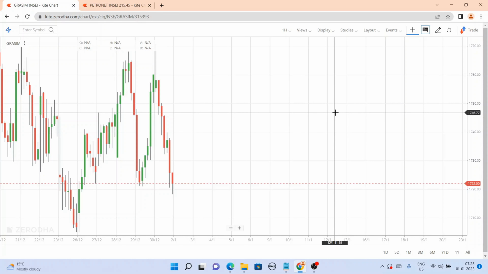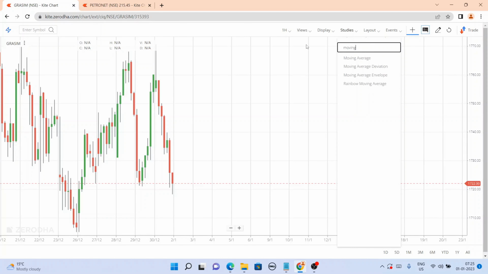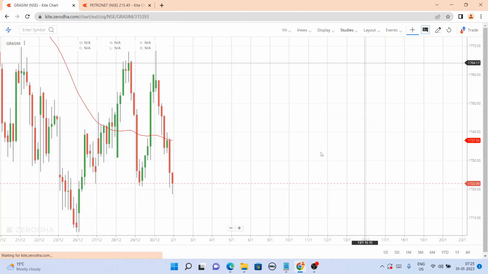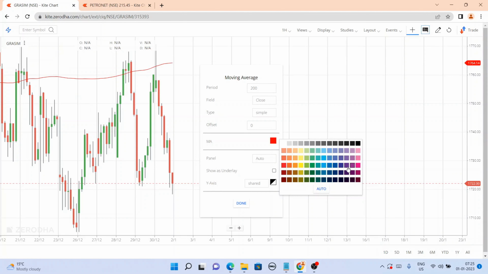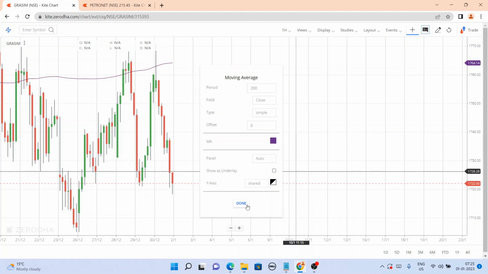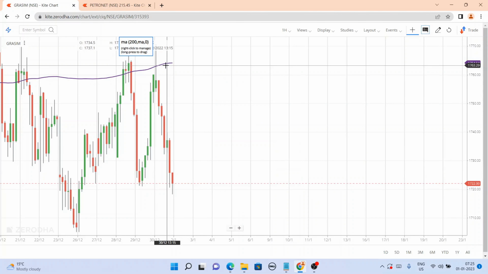So the first indicator that we'll be using here is the moving average, basically the exponential moving average, which is of length 200. Let me change the color to, let's say, violet here. So this is one of the indicators that we'll be using.